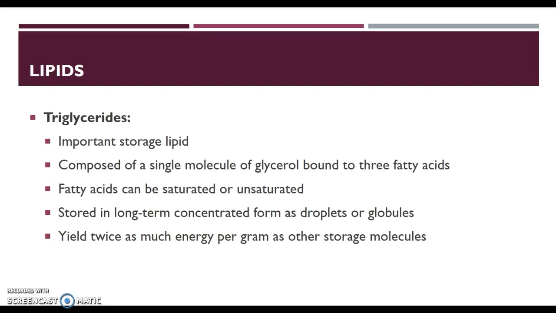So our next group of macromolecules are the lipids. There are a number of different types of lipids, and we're going to talk about each type individually because their structures are somewhat different. The first type of lipid we're going to talk about are the triglycerides.